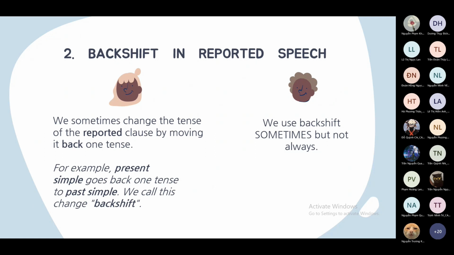So, for example, if 2 minutes ago John said, I am hungry, and now I am telling his sister, I might not use backshift in this sentence because John is still hungry now. But if yesterday John said, I am hungry, and now I am telling it to his sister, I would likely use backshift. Like, yesterday, John said that he was hungry.